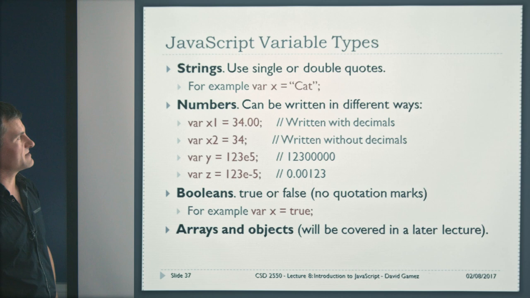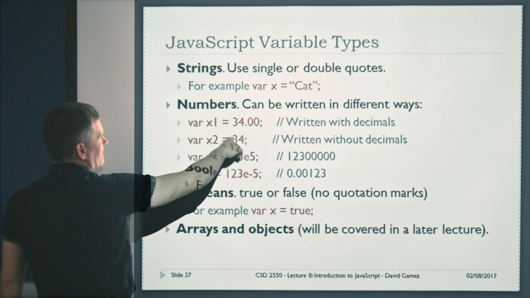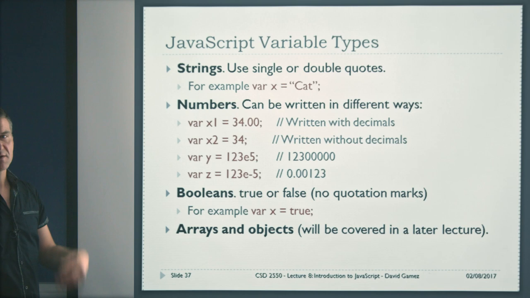Now, the types of variables you typically work with in JavaScript are strings. So we might say var x equals cat to create a string variable. Numbers, we can have like a double, integer, or floating point numbers. Boolean variables, and we can have arrays and objects, which I'm going to cover in a lot more detail in a later lecture.